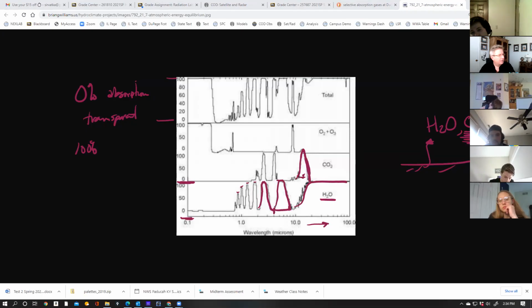Does that make sense to you? Do you see why CO2 is such an important greenhouse gas? It's the reason the Earth doesn't get cold. It does a good job absorbing longer wavelengths, which is what's happening when it's colder.